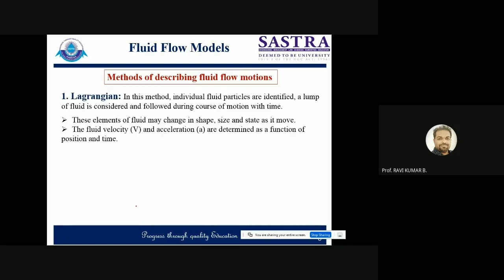So the Lagrangian approach, as I said, is a method in which individual fluid particles are identified, and a lump of fluid is considered and followed during the course of motion with time. These elements of fluid may change in shape, size, and orientation as they move. And velocity and acceleration are determined as a function of position and time. At a particular position, you are measuring the velocity. So whatever velocity you are calculating will be called the local velocity at that particular point.